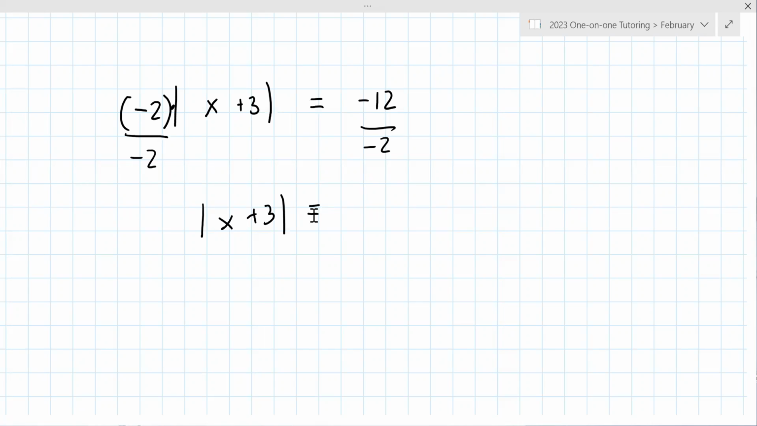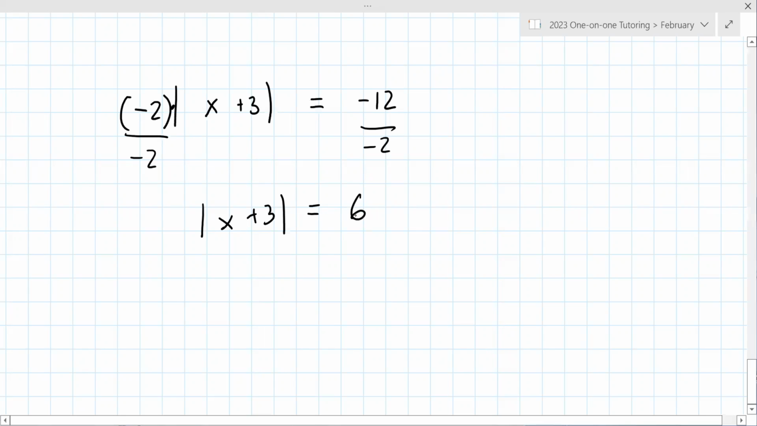X plus 3 equals 6, negative 6. Case 1, case 2. Wait, is it positive 6? Yes. Yeah, okay.